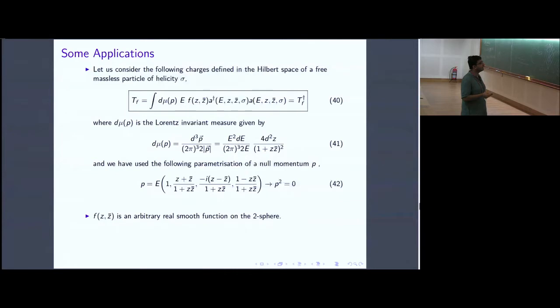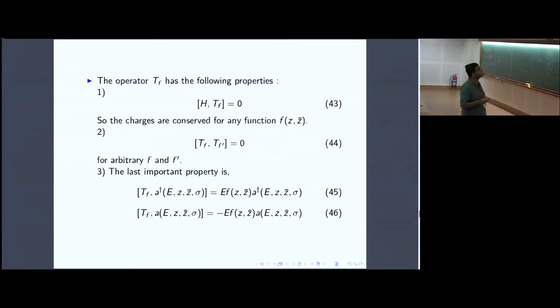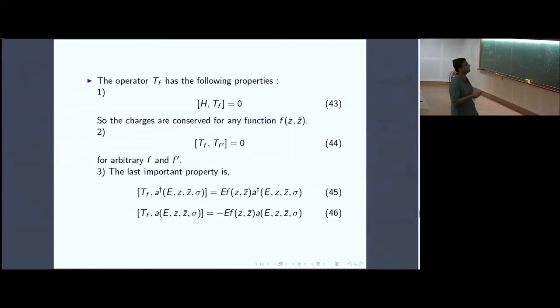So it is a real smooth function on the sphere. Now, what you can show is that all these T_f commute with the Hamiltonian of the theory. And the thing is that T_f and T_f' commute. And this is the most important property, which tells you that T_f acting on this gives you this and T_f.